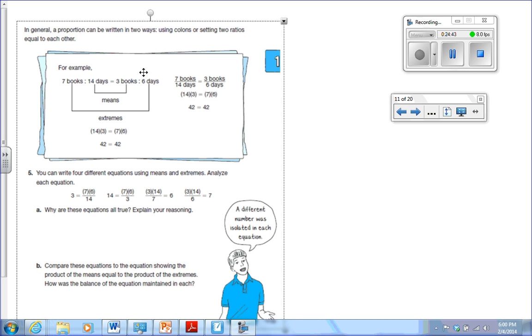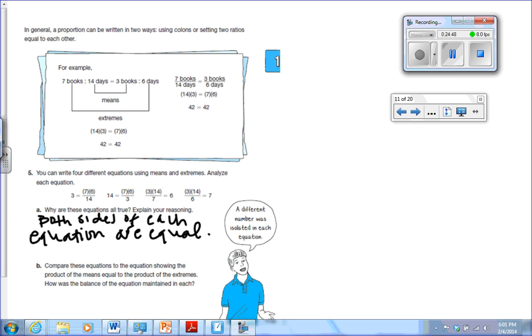Analyze each equation. Why are these equations all true? Explain your reasoning. You should notice that both sides of the equation are equal because 7 times 6 is 42, divided by 14 is 3. So 3 equals 3. 7 times 6 divided by 3 is 14. 14 equals 14. 3 times 14 divided by 7 equals 6. And then 3 times 14 divided by 6 equals 7. So when both sides of your equation are equal, then they are true.